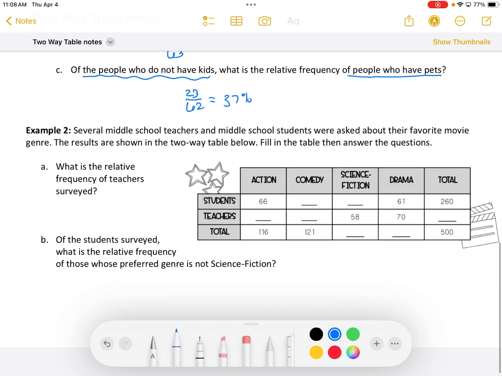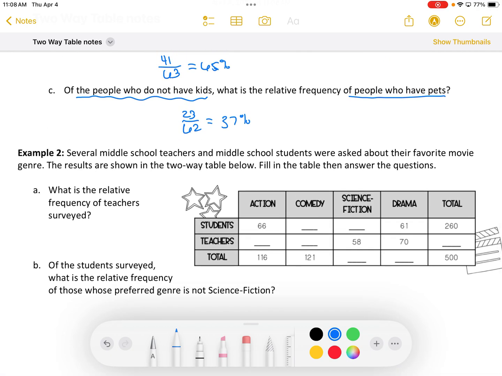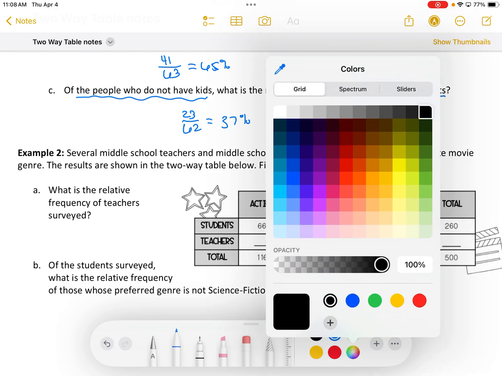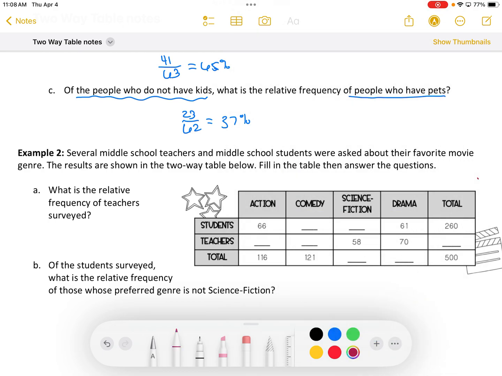Okay, so we'll try a second one here. Feel free to pause the video and try this one yourself if you would like. Several middle school teachers and middle school students were asked about their favorite movie genre. The results are shown in the two-way table below. Fill in the table, then answer the questions. So again, we're going to fill in the blanks. So for example, in the total column, 500 minus 260 would give me 240.